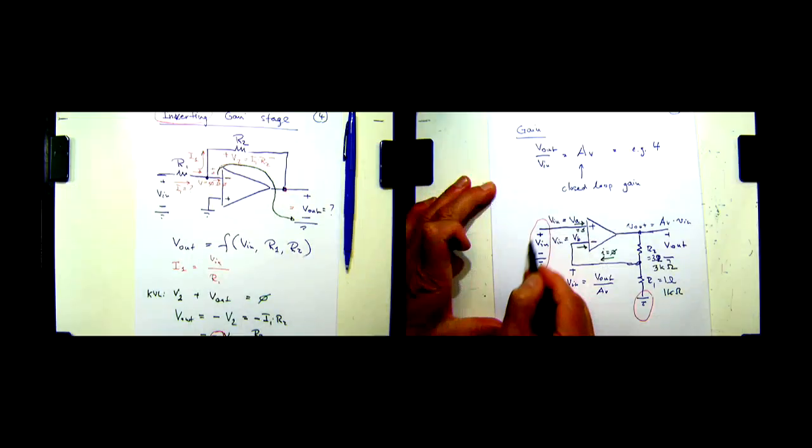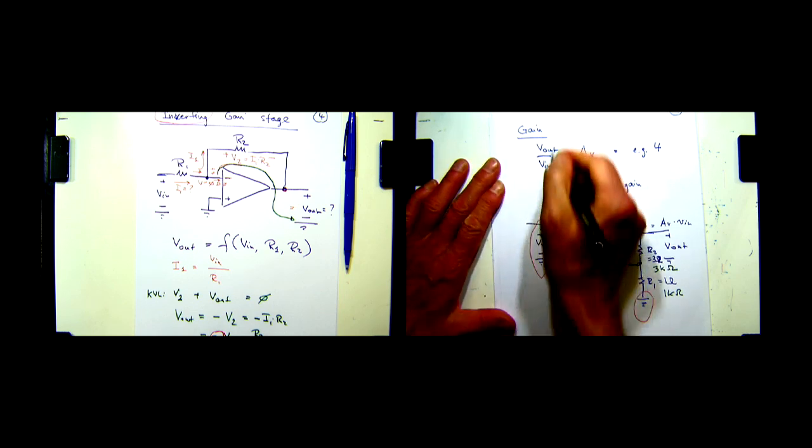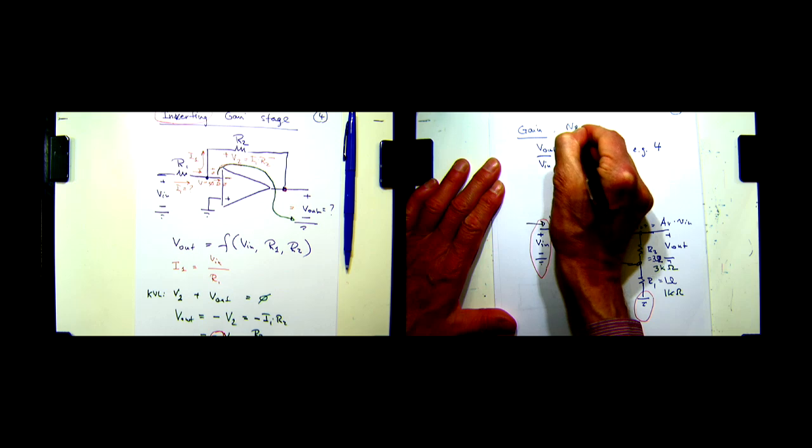So there is one other thing that I want to point out. Here we have the input, and what's the current that is drawn from the input source? Whatever we connect to the input of this gain stage, this happens to be non-inverting.